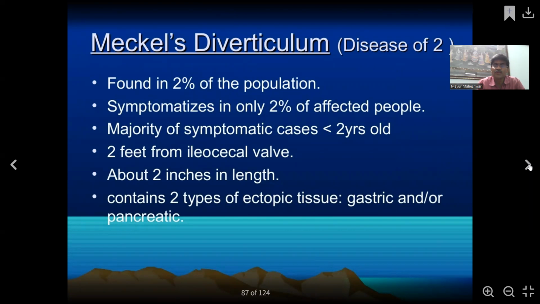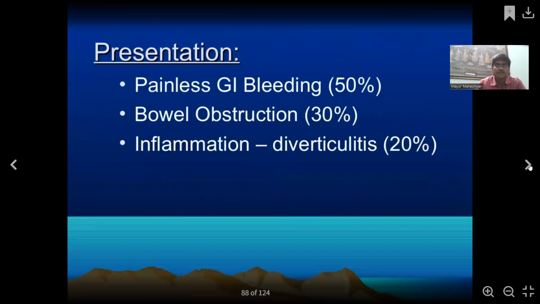It is symptomatic only in 2% of the affected people, and the majority of symptomatic cases are less than 2 years old. It is seen at 2 feet from the ileocecal valve. It is approximately 2 inches in length and contains two types of ectopic tissue, that is gastric or pancreatic. Presentation is usually a painless GI bleed, which is the commonest presentation seen in 50% of cases.